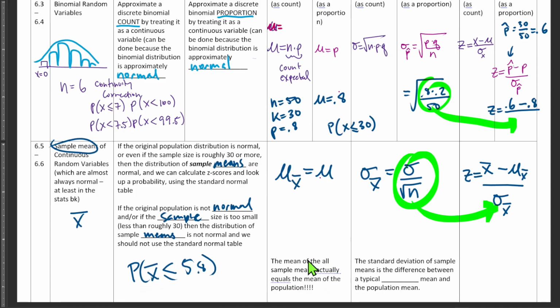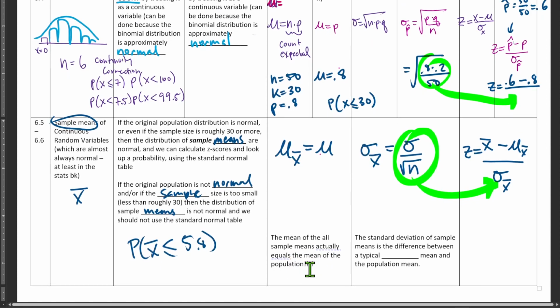Yeah, the mean of the sample means is actually the mean of the population. And the standard deviation of sample means is the difference between the typical sample mean and the population mean. How far off is your sample mean from the population mean? That's the standard deviation of the sample means. That's this value. So I don't know how helpful this was.